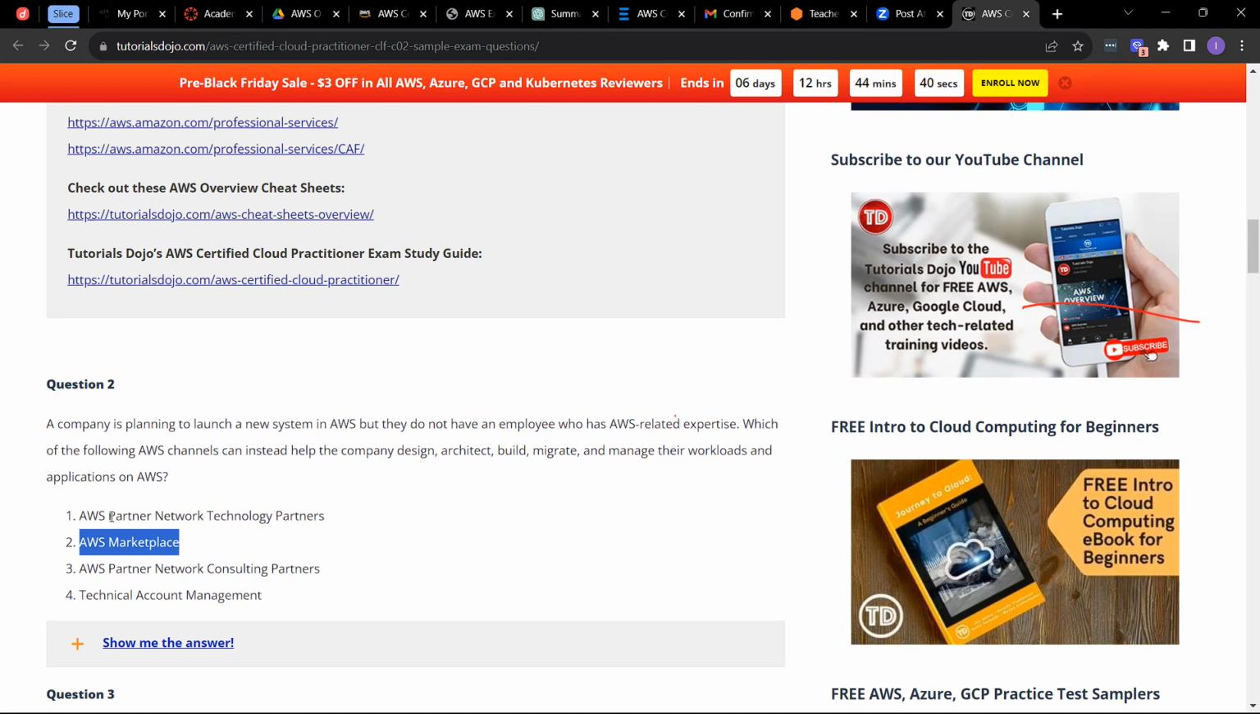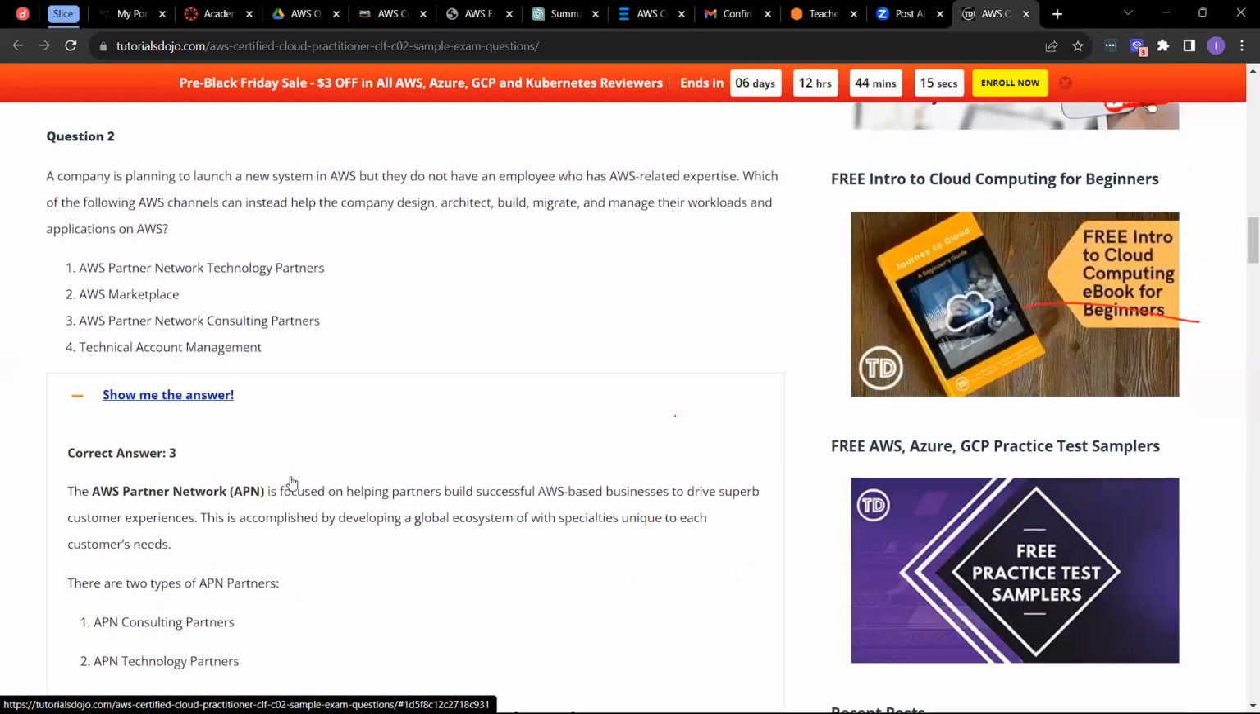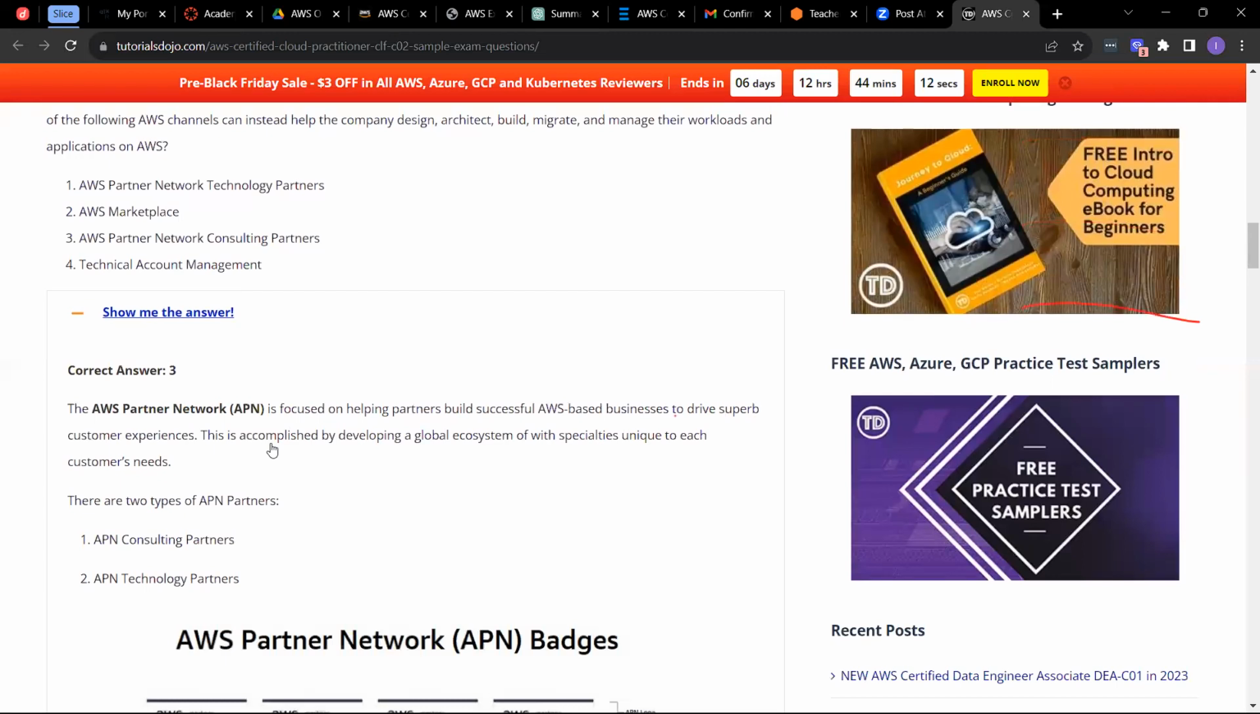Technical account management. Is it partner for inside? Yeah, but there are network technology partners and network consulting partners. Hey, Charlie. This one, the distractors are serious. Yeah, so I'm looking at 4. It makes you see the answer. Sometimes you have to learn from the answer. Wow, 3. This is straightforward like that too.